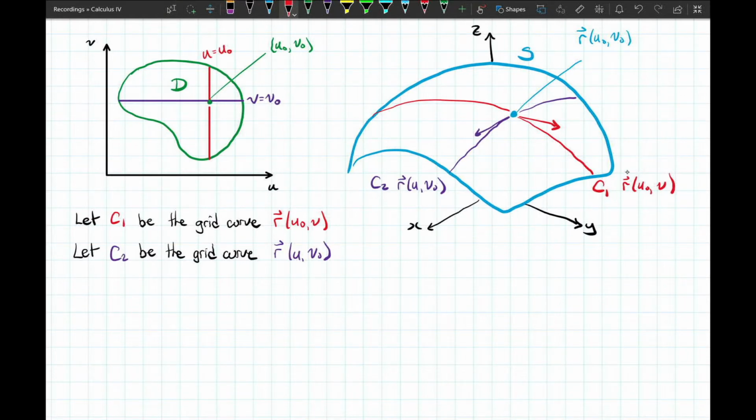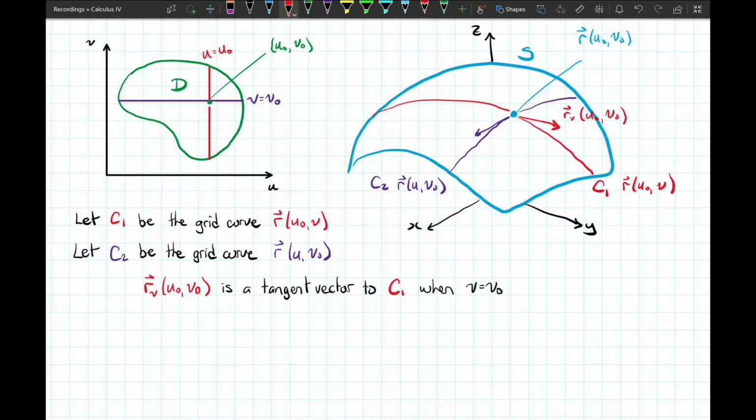and think about how we're going to find a tangent vector. Well, it's pretty well exactly like finding a tangent vector to a curve with a single parameter. We take its derivative. But we're treating u as a constant, so this is really just the partial derivative of r with respect to v, and then we'll evaluate that at v equals v naught. So this tangent vector on the curve C1 is the vector partial r with respect to v evaluated at u naught, v naught. And we can do the same thing with the curve C2.